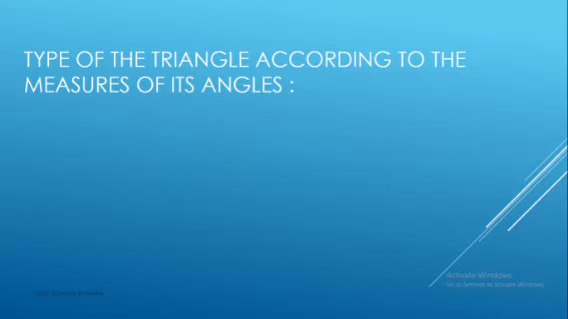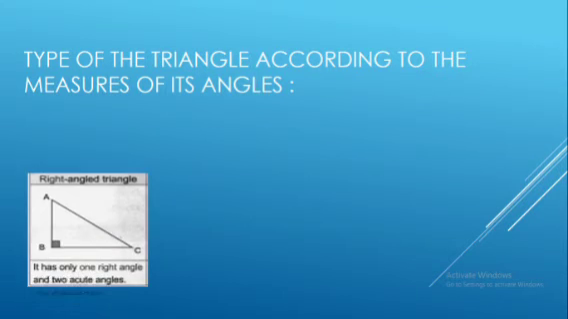Types of triangle according to the measures of its angles. Number 1, right angle triangle. It has only one right angle and 2 acute angles.